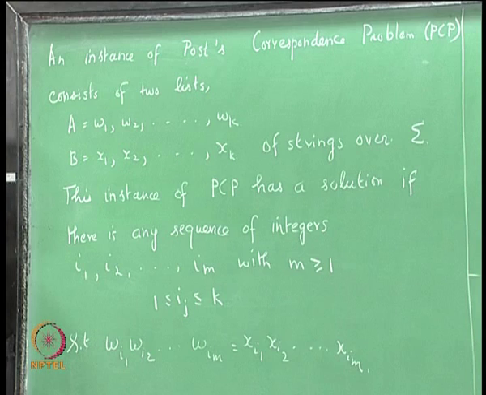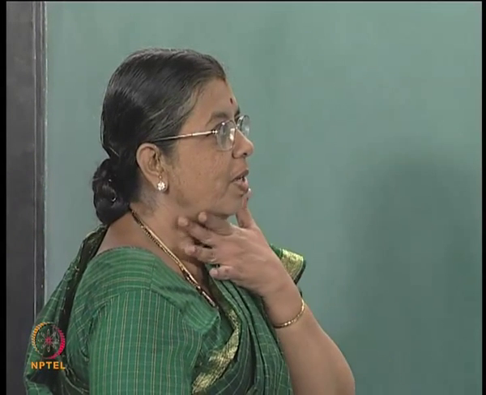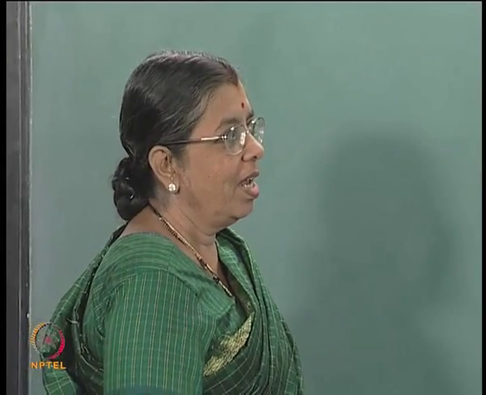So, we were considering the post correspondence problem. Given two sets of words, the instance has a solution if you can find integers i1, i2, ..., im such that Wi1 Wi2 ... Wim is equal to Xi1 Xi2 ... Xim. And given a Turing machine, how can you construct, given M and W, an instance of an MPCP, modified PCP? That is what we have seen.